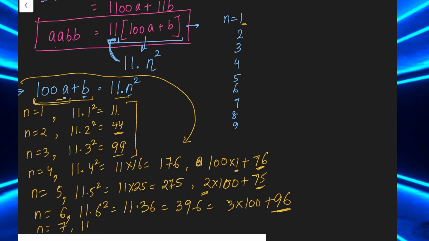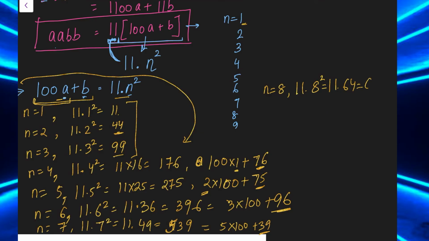We'll keep on substituting. N equals 7. 11 times 7 square, which is 11 times 49. 4 plus 9 is 13, which changes to 539. So 5 times 100 plus 39. Again, it does not work. Let's try n equals 8 here. So 11 times 8 square, which is 11 times 64, and 6 plus 4 is 10, so it becomes 704, and this can be written as 7 times 100 plus 4.